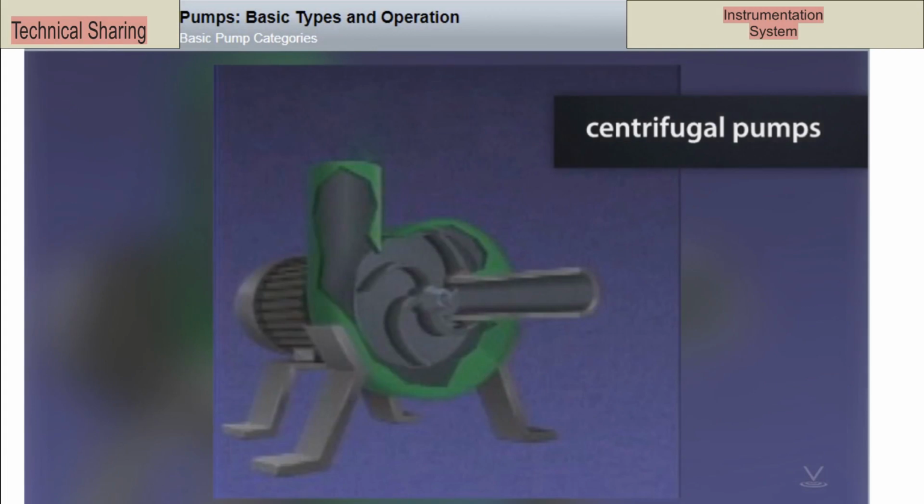Centrifugal pumps. A centrifugal pump, on the other hand, uses an impeller, which creates a centrifugal force to move the liquid. Centrifugal force is the force that develops when something moves or spins in a circular motion. In a centrifugal pump, this force pushes the liquid away from the center of rotation and out of the pump.